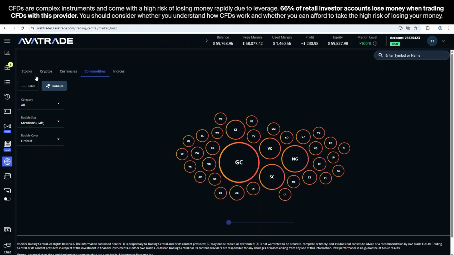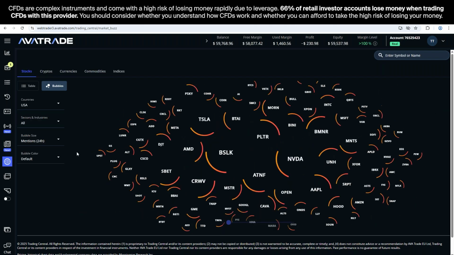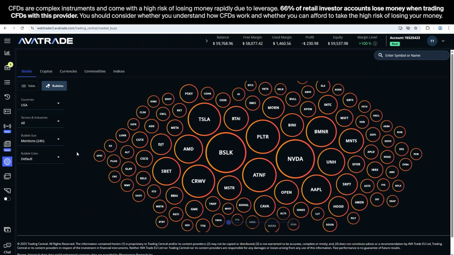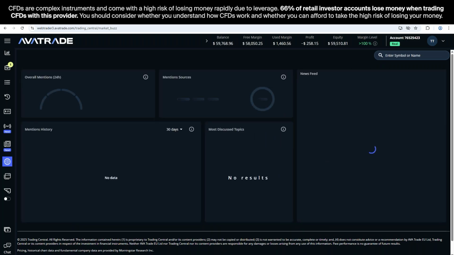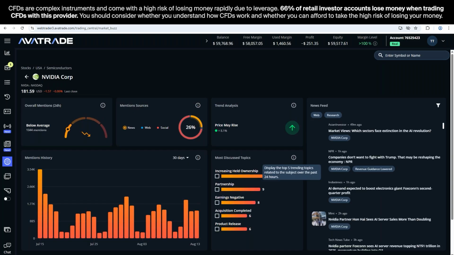I tend to find the most useful articles on stocks. There tends to be more information about them that I find can influence my trading, but you can search any instrument and see what is the most recent news. If I look at NVIDIA, for example, no surprise they're in the news with all the AI boom that's going on and the chips that they provide for AI.